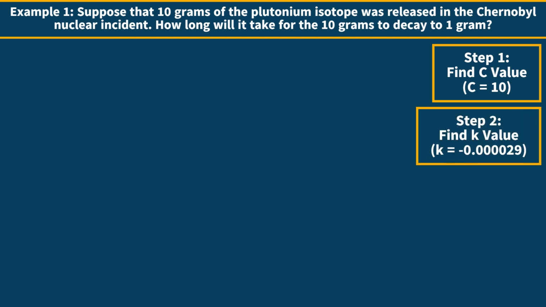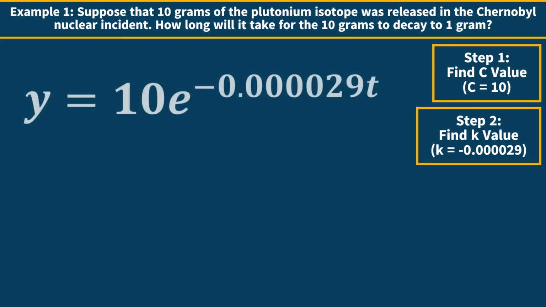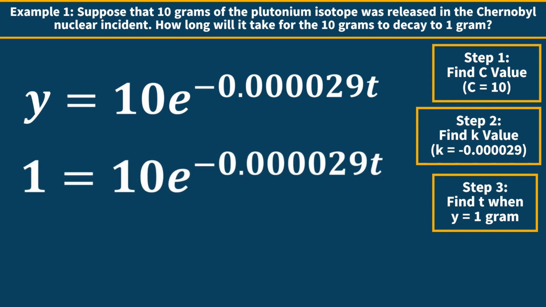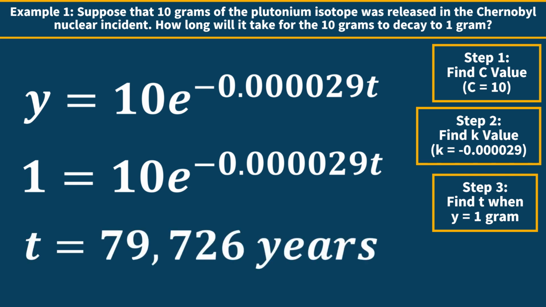Now we have our c value and our k value. Our exponential growth and decay model can be written like this. The question is asking us to find the time it will take for 10 grams of plutonium to decay to 1 gram. We can now use our final conditions where the quantity is equal to 1 gram. Substituting 1 gram for y, this is what our equation will look like. From here, all we do is solve for t. When you solve for t, you're going to get that the time it takes for 10 grams of plutonium to decay to 1 gram of plutonium is approximately 79,726 years.